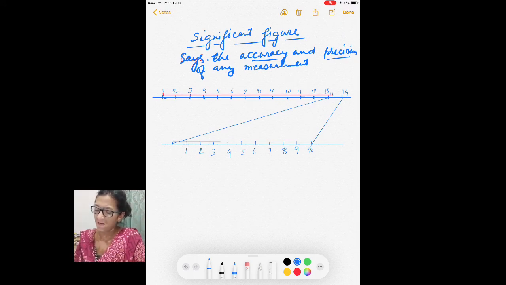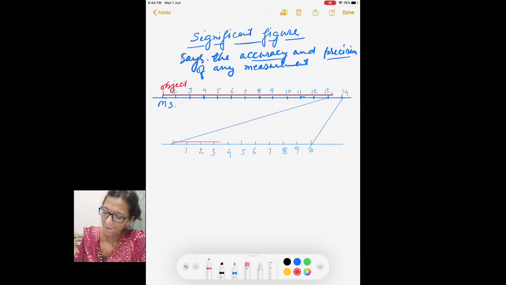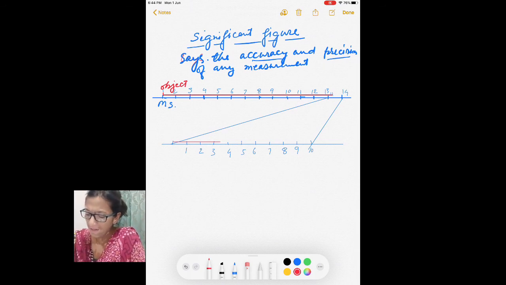a meter scale. Here you have in blue color meter scale and in red color you have object. You can see clearly that one end falls on 0 of the meter scale and the other end is falling somewhere in between 13 to 14 centimeter. Okay, and it is in between the after third small division after 13.